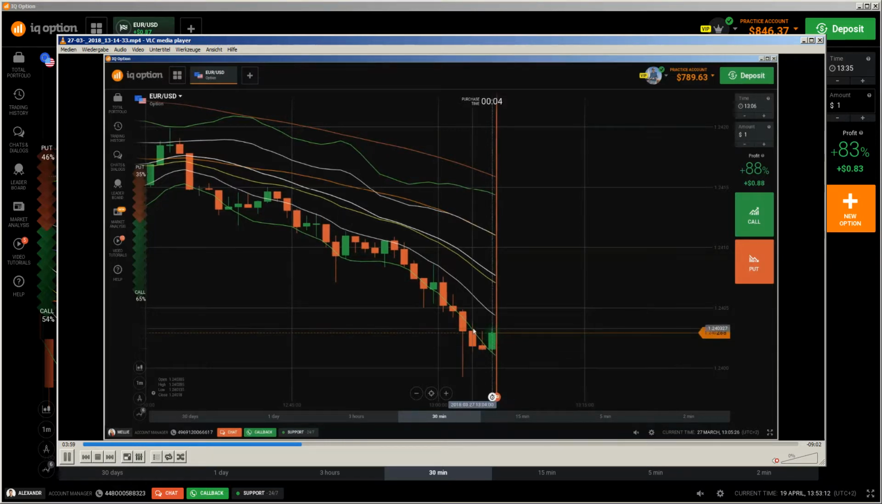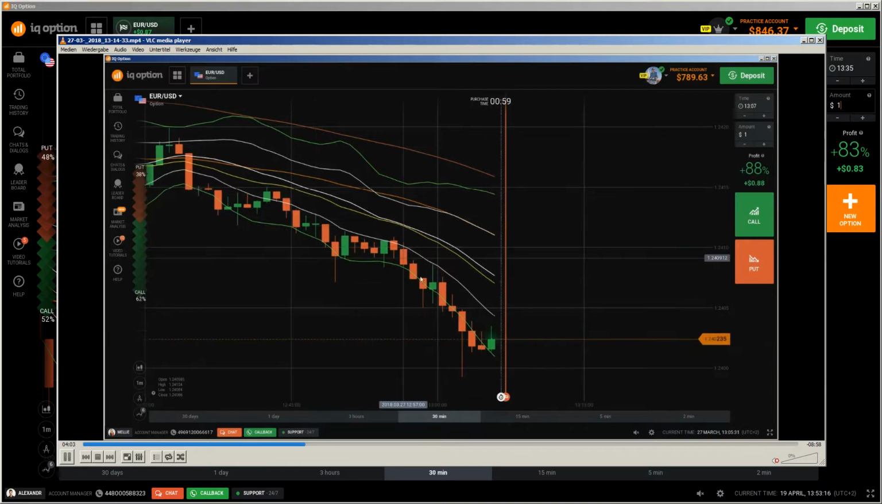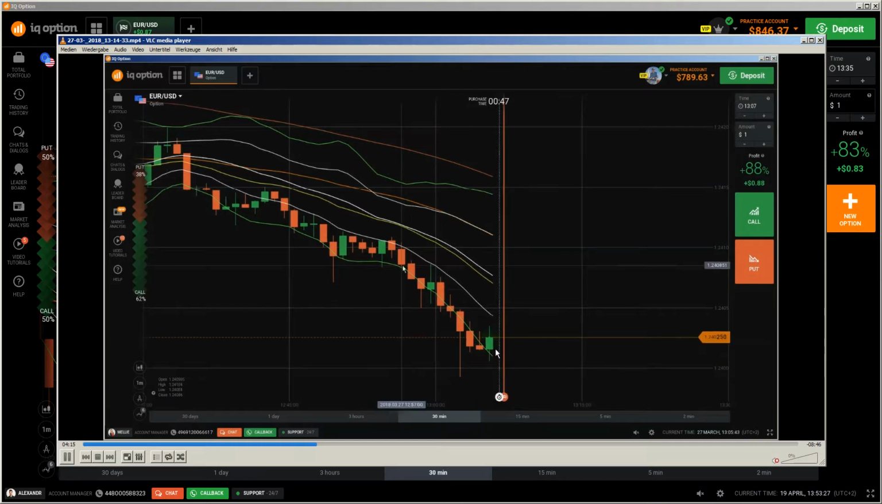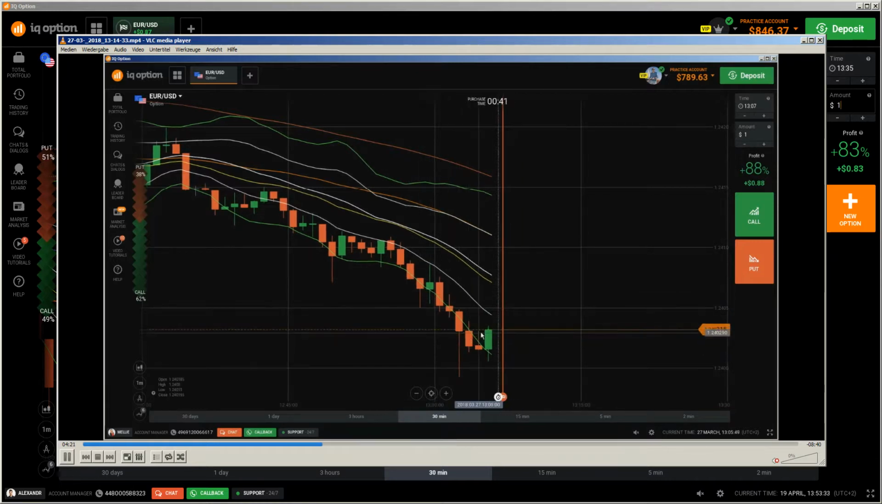But I didn't enter, maybe. No, I didn't enter, but it was the same scenario like I have shown you before. So let's see how it ended. You see how price tries to get through this level, but got a rejection again from this area, but I don't know why I didn't enter. I think I was explaining something else, and that's also the reason why I didn't enter into this trade.